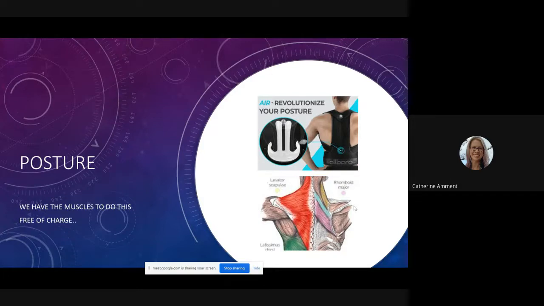Like I said, if you Google posture, you're going to find all kinds of contraptions. So here we have a contraption that will revolutionize your posture. We actually have muscles that do this, and we can use them free of charge. We just have to know which ones need to be strengthened and which ones need to be lengthened in order to improve the likelihood of having better posture.